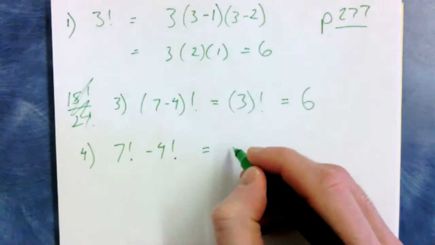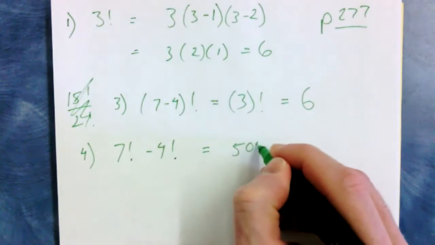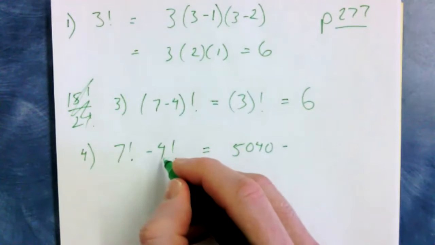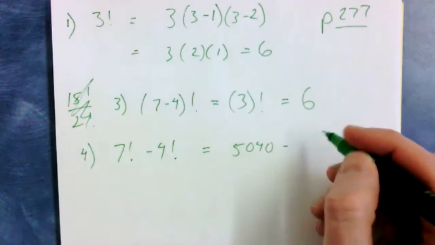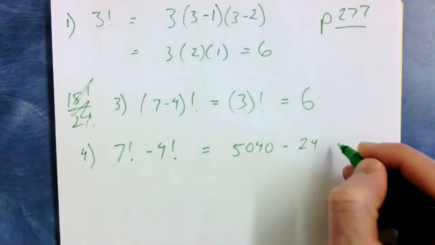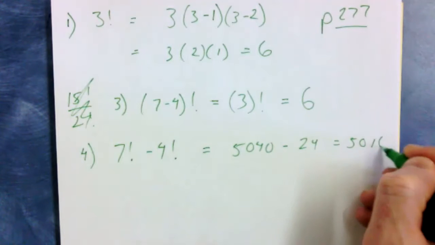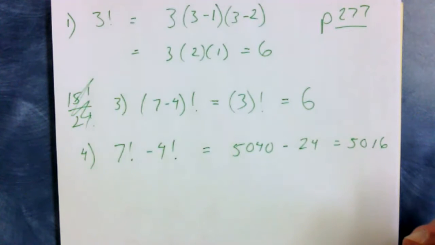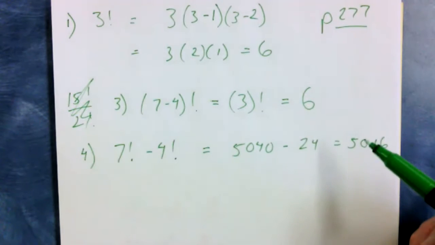So what did I say? 5,040 minus, and then 4 factorial. 4 times 3 is 12, times 2 is 24. So minus 24, this would be 5016. I'm doing it in my head. I'm not expecting you to.